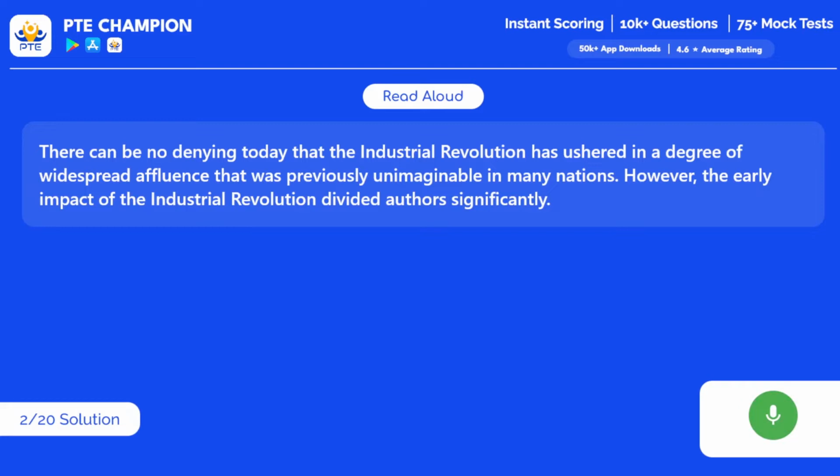There can be no denying today that the Industrial Revolution has ushered in a degree of widespread affluence that was previously unimaginable in many nations. However, the early impact of the Industrial Revolution divided authors significantly.